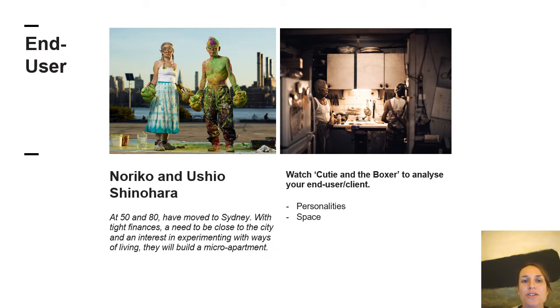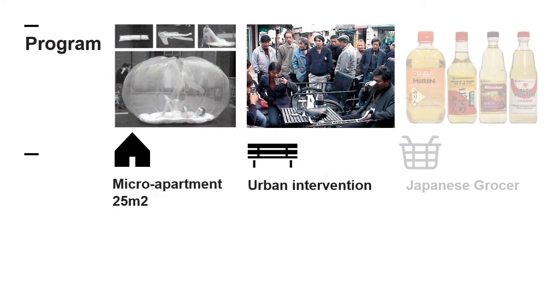It's crucial that this week you watch Cutie and the Boxer, the film, to understand your client, your user. You need to think about their personalities and their characteristics, as well as the space that they live in and the way that they use that space. We will be doing an exercise in week 1 which centers around your understanding of these 2 characters.